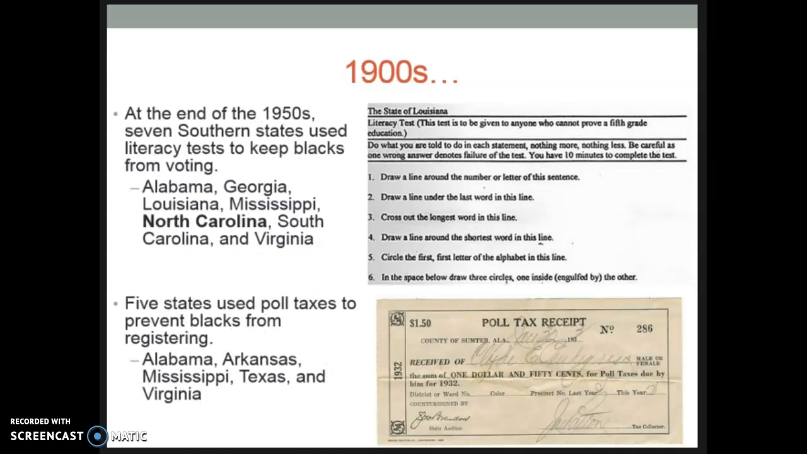At the end of the 1950s, there were 7 southern states that used literacy tests to keep blacks from voting. That included Alabama, Georgia, Louisiana, Mississippi, our home state of North Carolina, South Carolina, and Virginia. 5 states used poll taxes to prevent blacks from registering. Those states were Alabama, Arkansas, Mississippi, Texas, and Virginia.